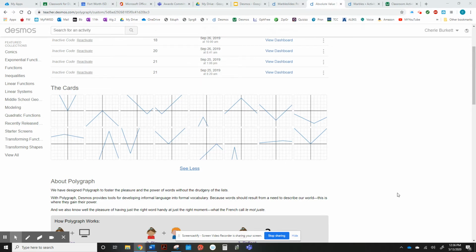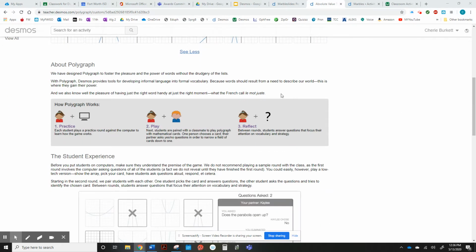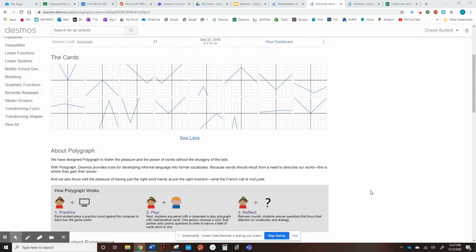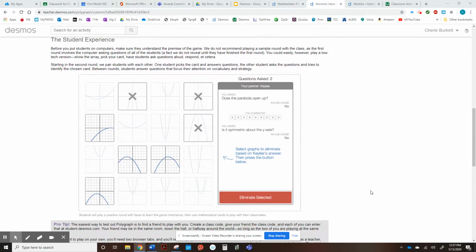And then what Desmos will do is all the kids sign in, and then Desmos pairs the kids up, and they don't know this is an anonymous game. They don't know who they're paired up with. They see a name, but it's not the actual name. And then one person is going to choose a graph to be it. So let's say I chose this graph right here to be it. Then the other person has got to pick which graph I chose.